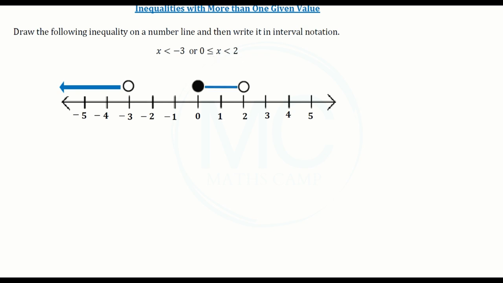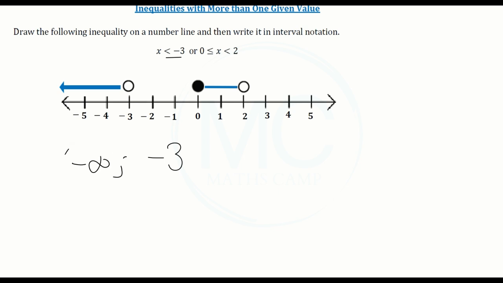Now that we've completed our number line, let's write this inequality in interval notation. Again, we have 2 sets of values. So let's start with X is smaller than -3. Here, -3 is our upper bound. X can take on any possible value smaller than -3, so we don't have a lower bound. This shows us that -infinity is our lower bound.